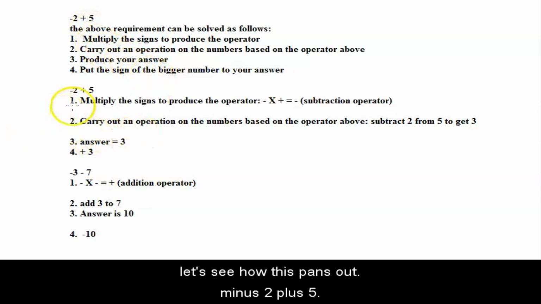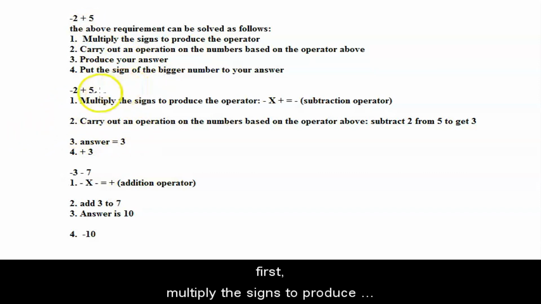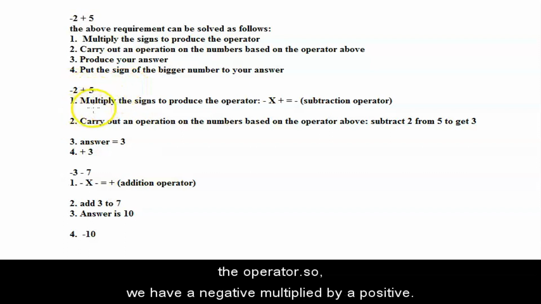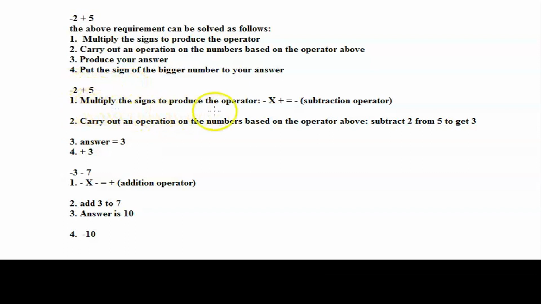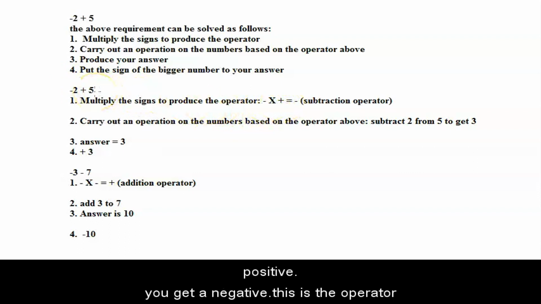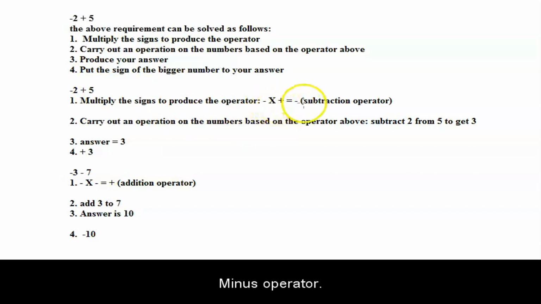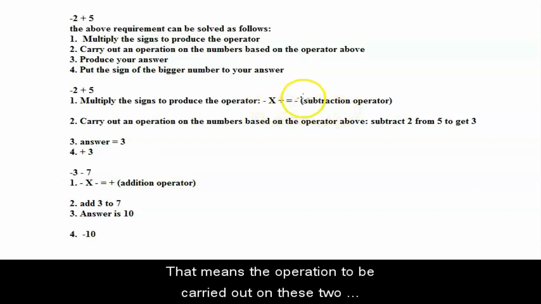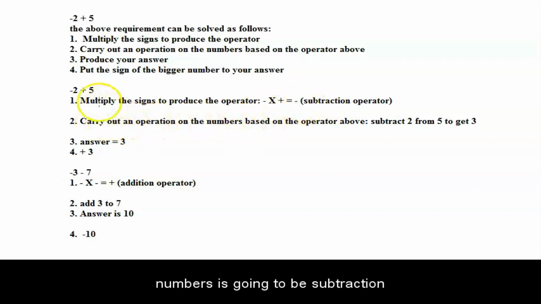Minus 2 plus 5. First, multiply the sign to produce the operator. So we have a negative multiplied by a positive. The negative is for 2. The positive belongs to 5. So negative multiplied by positive, you get a negative. This is the operator, minus operator. So that means the operation to be carried on these two numbers is going to be subtraction.